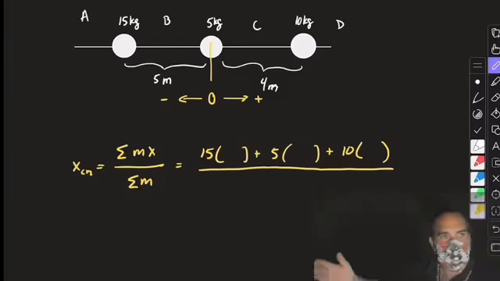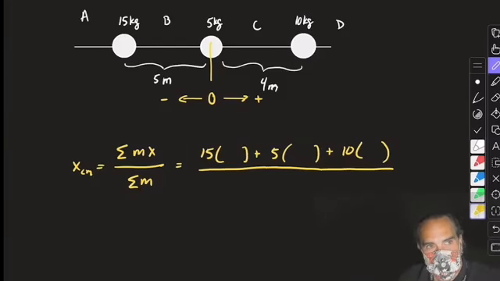I'm going to add up m times x for each of the masses. But the denominator is just the sum of them all. So 15 plus 5 plus 10, or 30 kilograms.